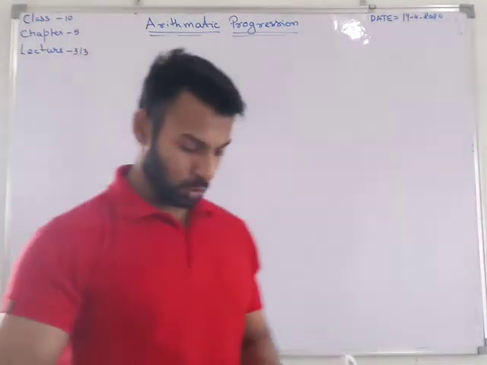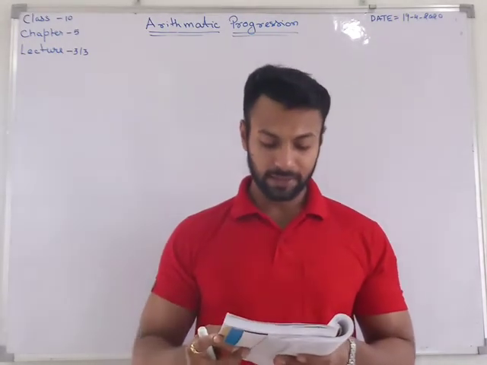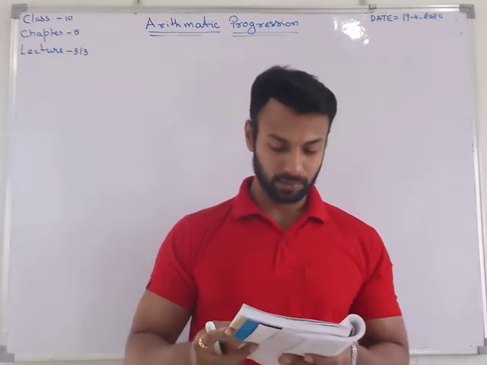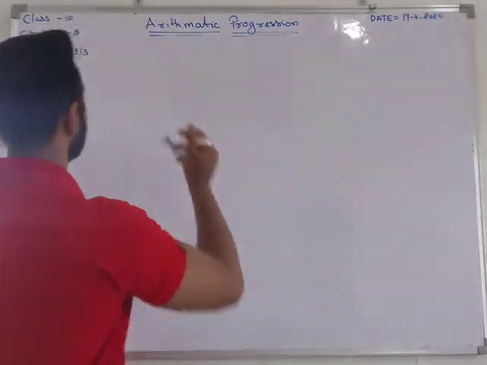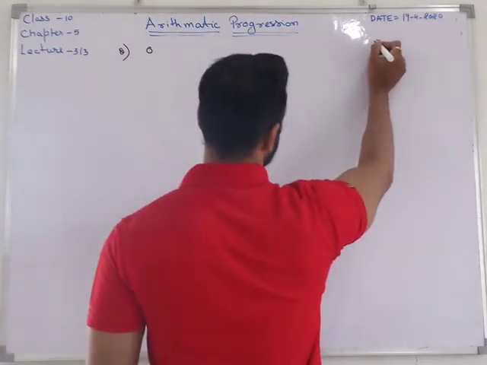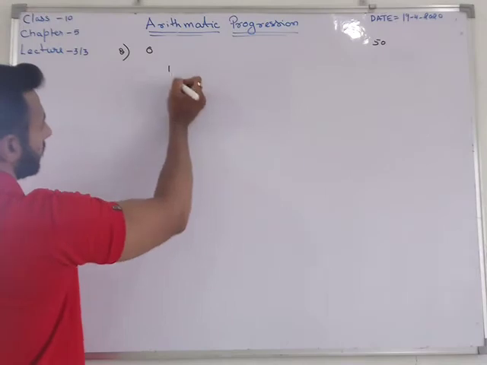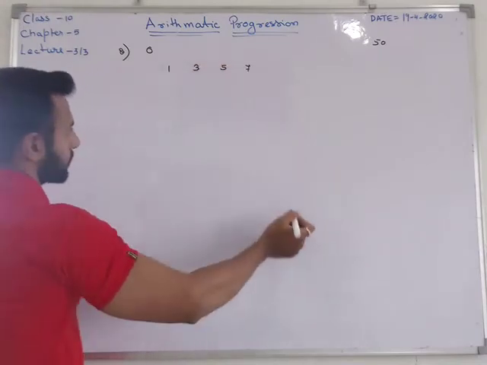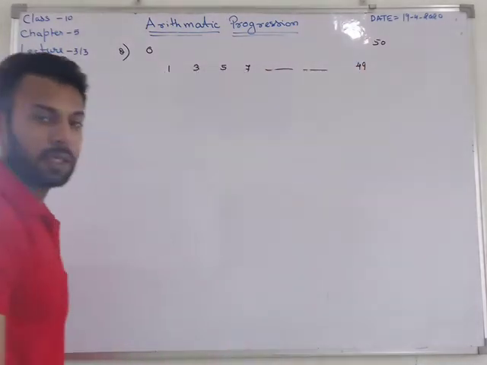Question number 14 from the same exercise. Find the sum of the odd numbers between 0 and 50. Numbers between 0 and 50, odd numbers. So the first odd number will be 1, then 3, 5, 7 and so on, till the last odd number, which will be 49.